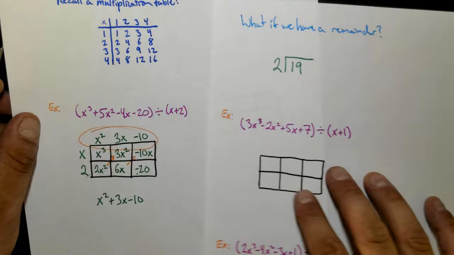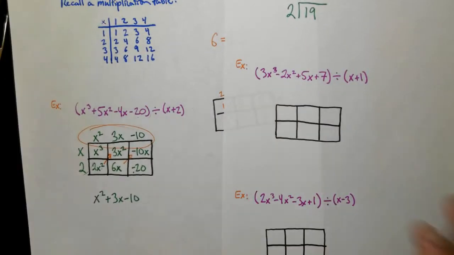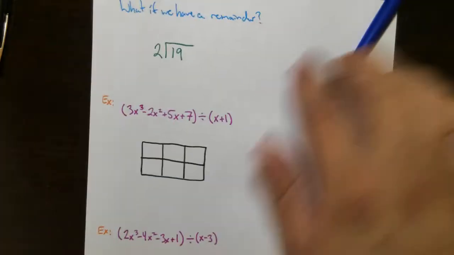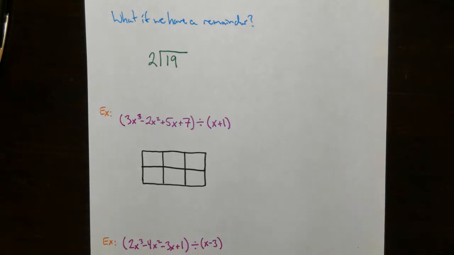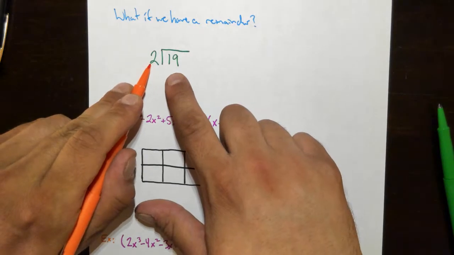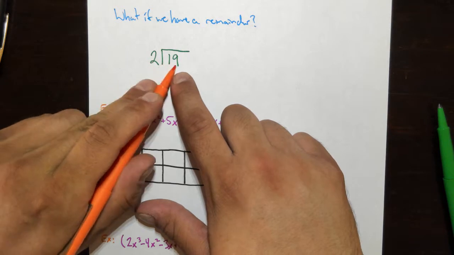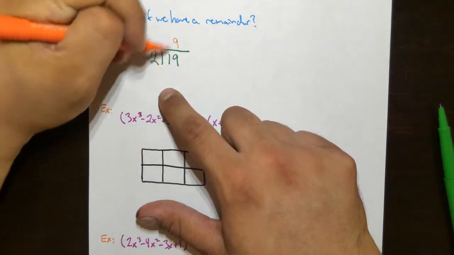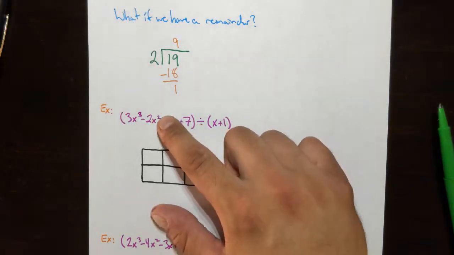And more often than not, we will actually get a remainder. So let's talk about what that's going to look like. Just like when we divide, we're more often than not going to get a remainder. So what if we have a remainder? Well, let's go back to just division and how we treat remainders there. So here, division, 19 divided by 2, we can't go here, so we have to go over here. 2 goes into 19 9 times. 9 times 2 is 18. Subtract, so we have a remainder of 1 here.